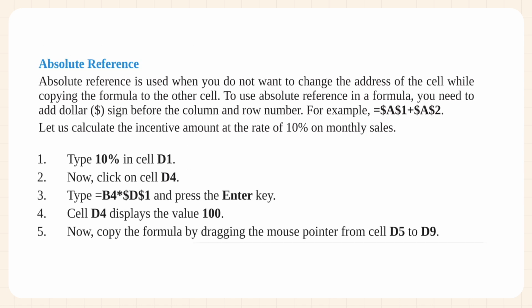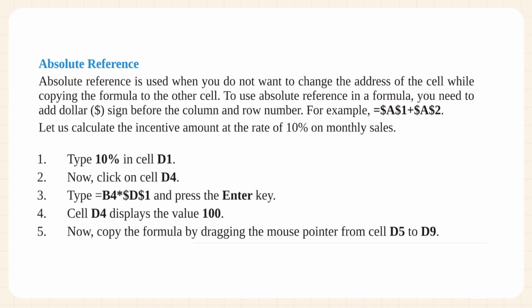Absolute reference. Absolute reference is used when you do not want to change the address of the cell while copying the formula to the other cell. To use absolute reference in a formula, you need to add the $ sign before the column and row number. For example, $A$1 plus $A$2.